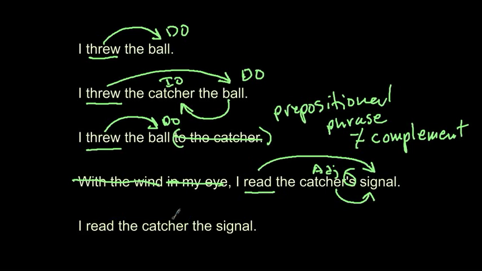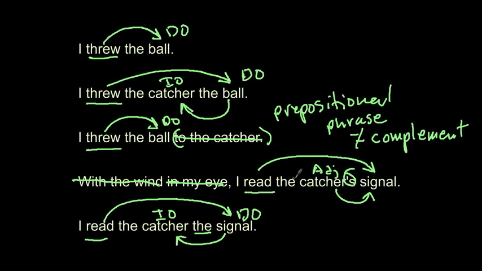I read the catcher the signal. So I still have I read, and what did I read? I read the signal. So that makes it the direct object. And then you have to ask, to whom did I read it? I read it to the catcher. See, I read the catcher the signal. So that makes it the indirect object.